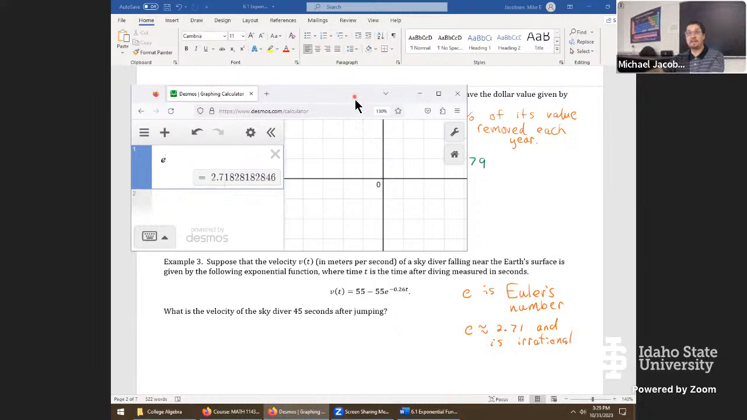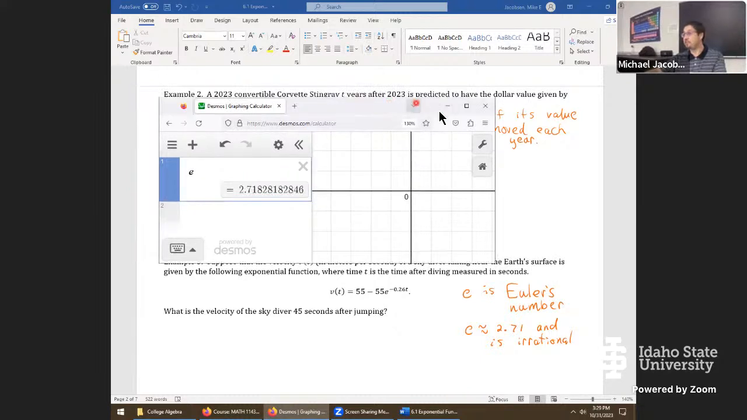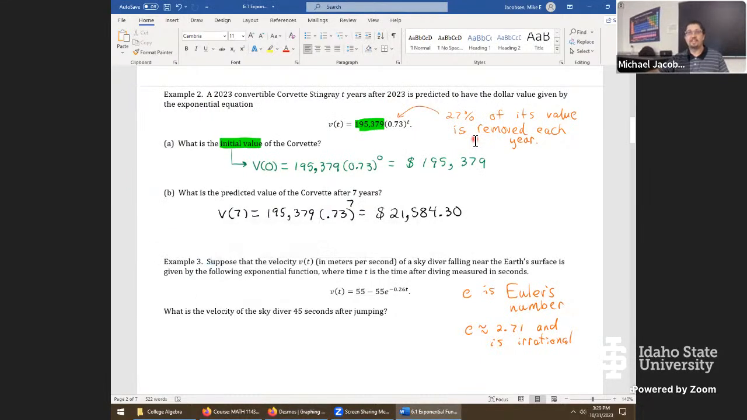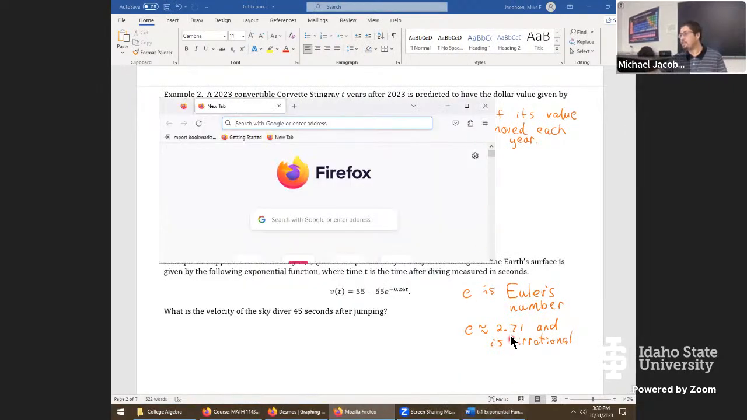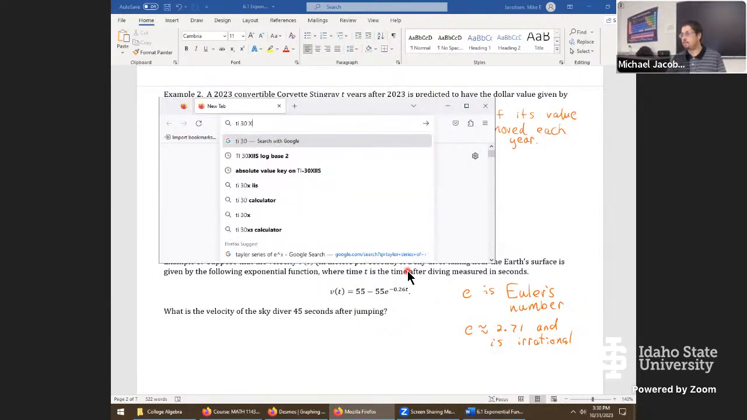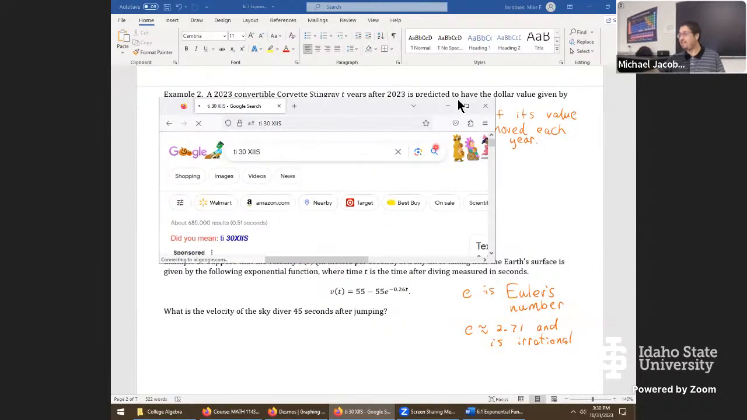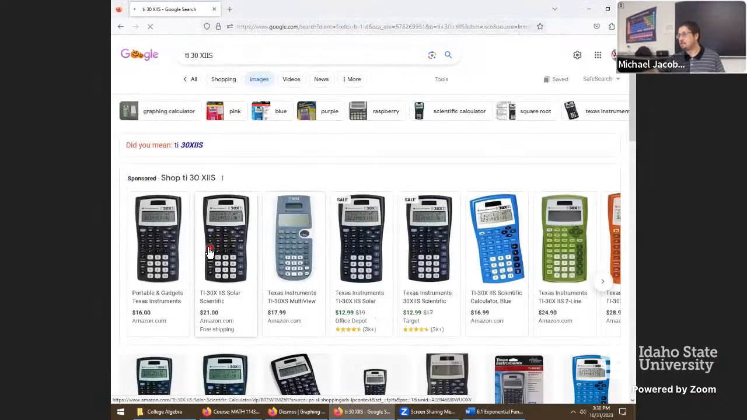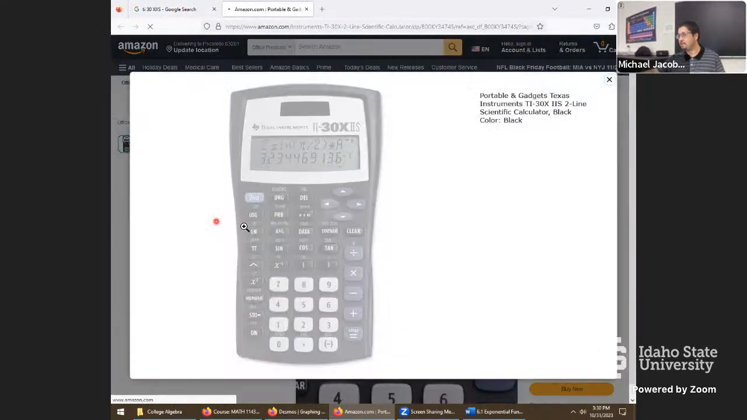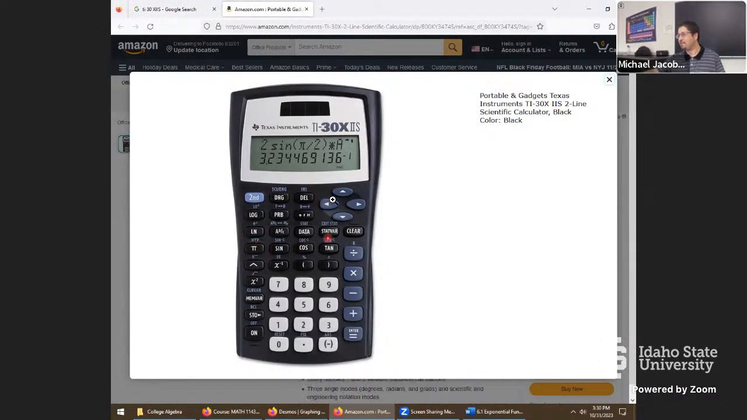E comes up all the time when you're dealing with exponential and logarithmic functions. But now to get it in your calculator, here's the struggle. We can't use the approximation 2.71. We need more accuracy. So we have to find it in our calculators. And in the TI-30X2S, see if we can blow that figure up. Didn't want to go to Amazon, but here we are.